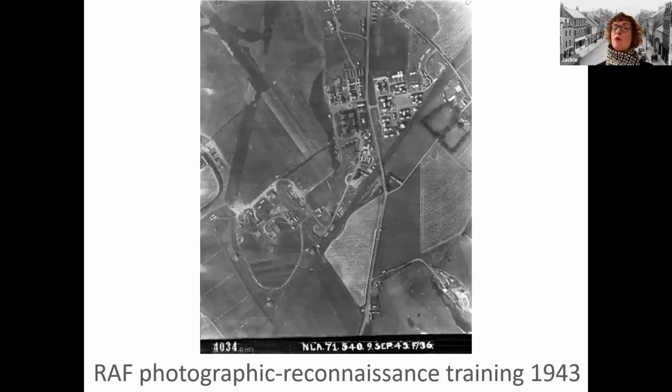Of course, both sides were watching each other from the skies. This is a vertical aerial photograph of Turnhouse Airfield, also taken during World War II. However, this example was taken over 80 years ago by the Royal Air Force on the 9th of September 1943. Such vertical photographs were taken by the RAF during photographic reconnaissance training and used to ascertain the accuracy of the pilot in photographing a target and to aid the skills of the photographic interpretation teams.